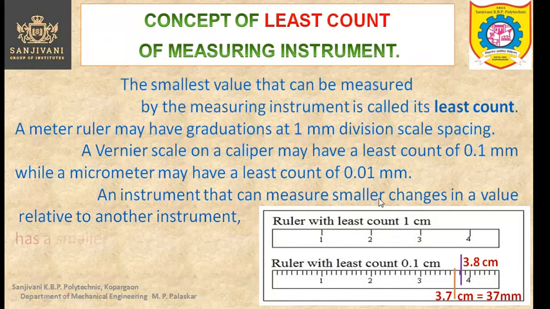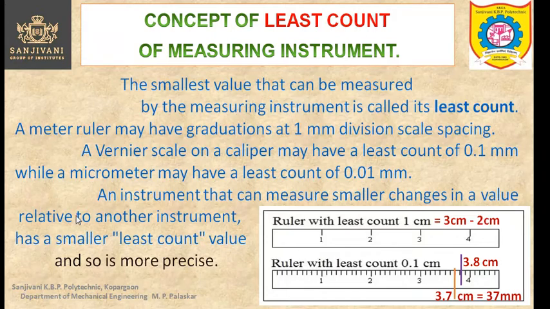An instrument that can measure smaller changes in a value relative to another instrument has a smaller least count value, and so is more precise. That instrument will be more precise which can measure smaller changes in the value compared to the other instrument. If the least count of the instrument is less, then only it can measure smaller changes in the value. The smallest change in value which can be measured by an instrument will be equal to the least count of that particular instrument.